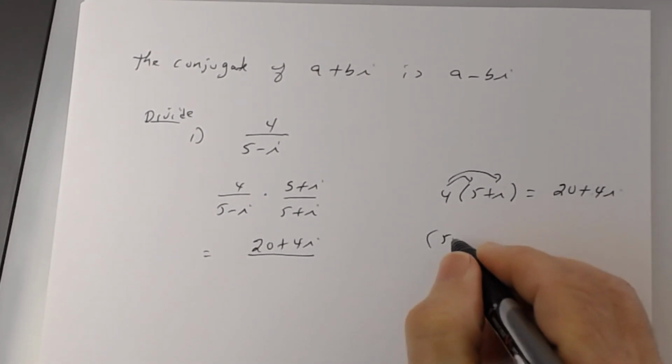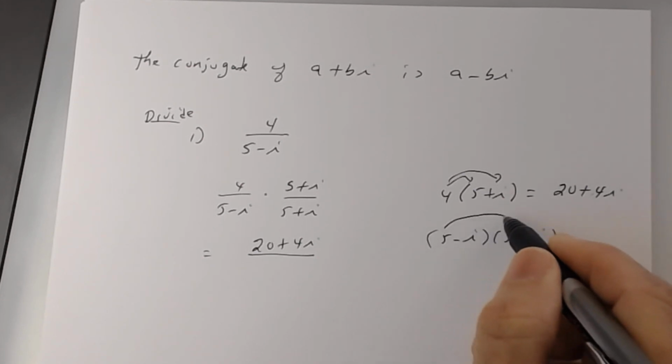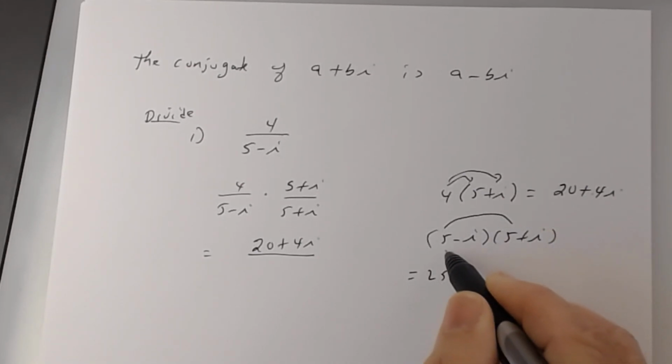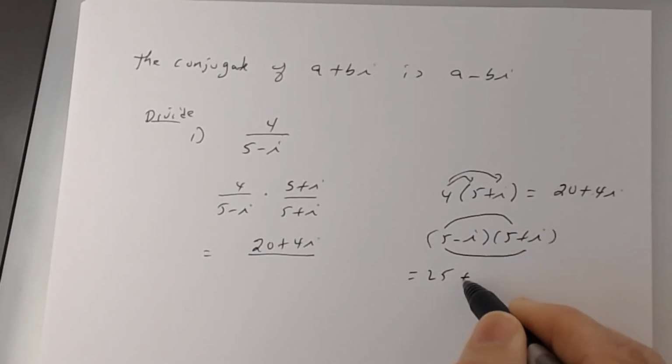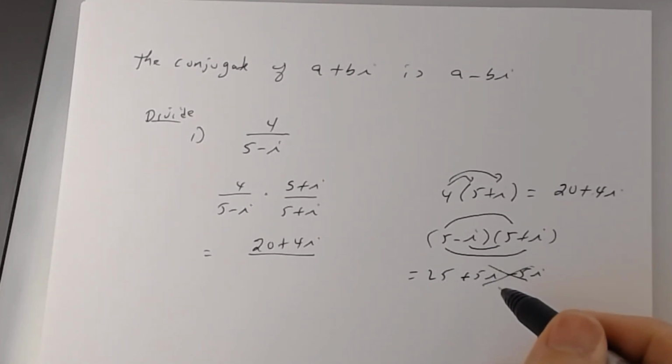What will I use to multiply these two denominators? FOIL. What's 5 times 5? What's the outer? Positive 5i. Okay. What's the inner? -5i. And since they're conjugates, what should happen? They should cancel out, and they do. A positive 5i and negative 5i is 0.